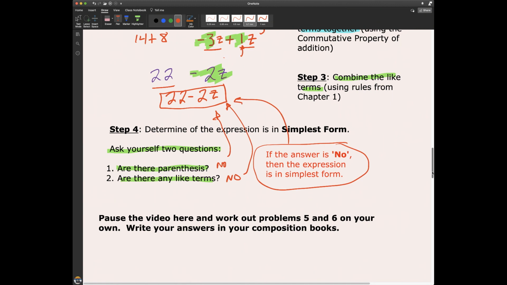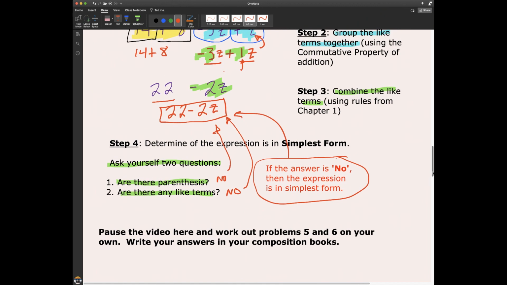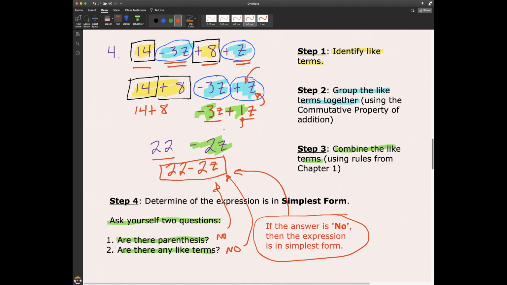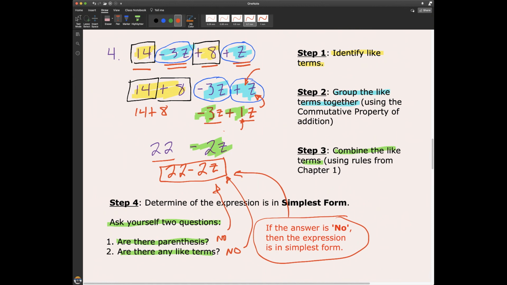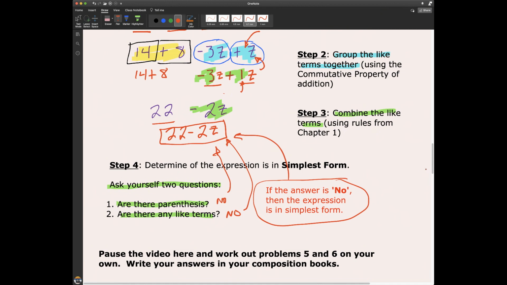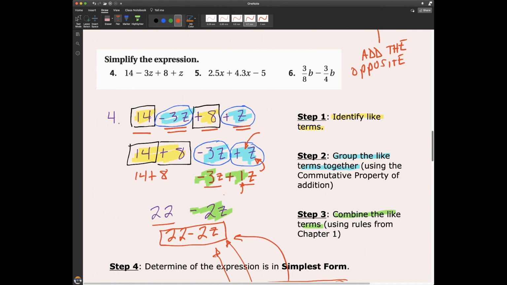Okay? So I took a while to go through those steps because they are so important to help you understand how to combine like terms. So what I want you to do is pause the video here and work out problems 5 and 6, which are right there. These 2 problems, work them out in your composition book. We'll be back in a moment. And if you're watching this in Edpuzzle, then the video will stop now.